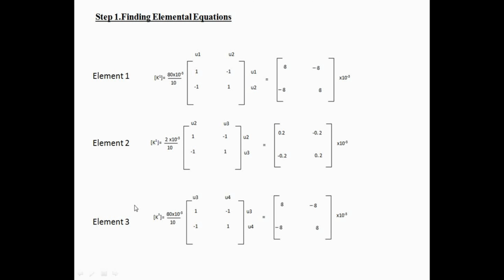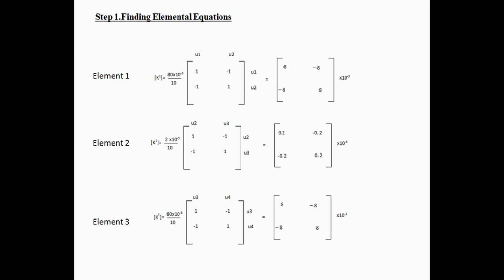Similarly for element number 3, K3, that is thermal conductivity, is Ka divided by L, that is 80 into 10 to the minus 3 into 1 divided by 10. Now this element belongs to the ij nodes 3 4. So column number will be 3 4, row number 3 4. So we will multiply it and we get this global conductivity matrix for the third element as [8, -8; -8, 8] into 10 to the minus 3 outside the matrix.